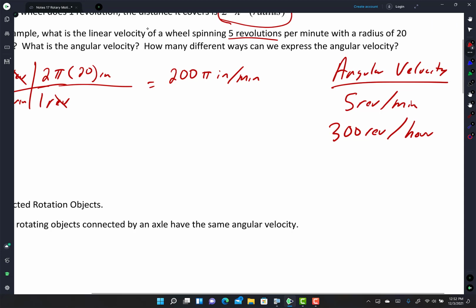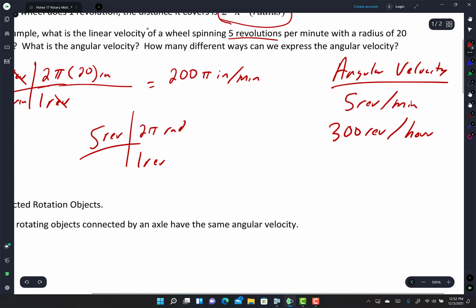If you wanted this in radians, then I would go 5 revolutions, and then 1 revolution is 2 pi radians, and this is still in minutes. So 5 times 2 pi, that's 10 pi. So you would go 10 pi radians per minute. Dot, dot, dot, keep going. There's others. You can do radians per hour, et cetera, et cetera. I think we're pretty good at that. I don't think we need to talk about that much more, right? Are we okay? What's up?